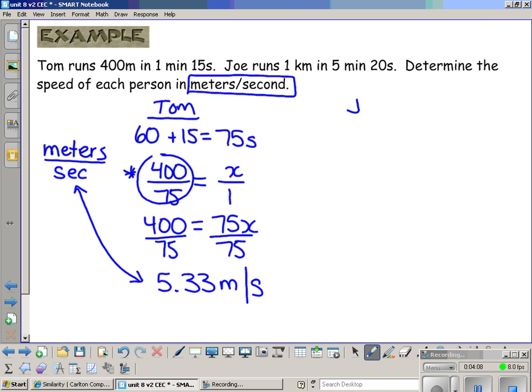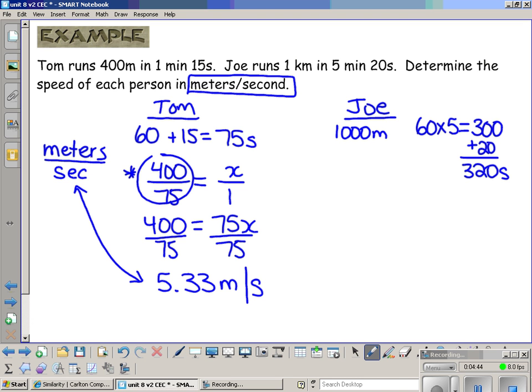So now we want to look at Joe. We want to do the same idea, and we want to end up with meters per second. But Joe is not in meters. He is 1 kilometer. What we need to know is that 1 kilometer is 1,000 meters. So he is running 1,000 meters. 5 minutes, 20 seconds. 60 seconds in a minute. So we have 300 seconds plus the 20. So he is running this in 320 seconds.